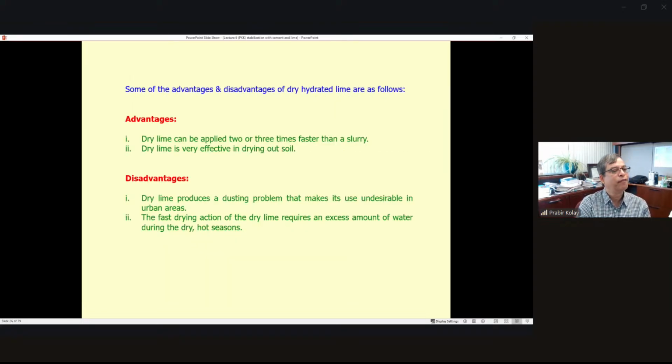Some advantages and disadvantages of dry hydrated lime. The advantage is that dry lime can be applied two or three times faster than slurry. This is very quick. But again, dry lime is not as effective in drying out the soil, because it reacts, generates heat, and then dries out the moisture easily. The disadvantage is that dry lime produces a dusting problem and thus makes its use undesirable in urban areas. Dry lime also requires an excessive amount of water because of the fast drying action, so using it in the hot season is not good.